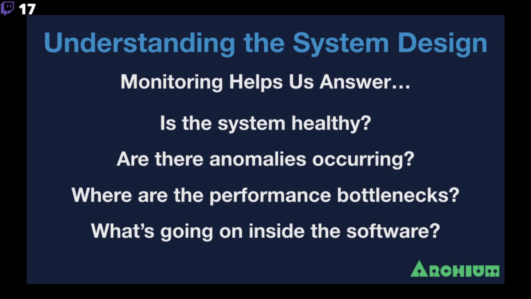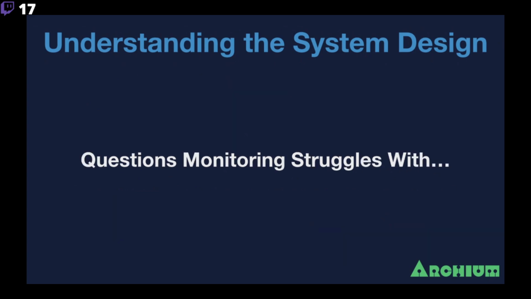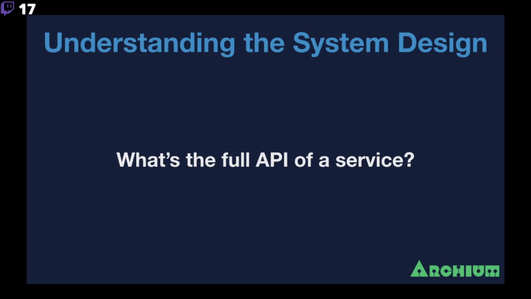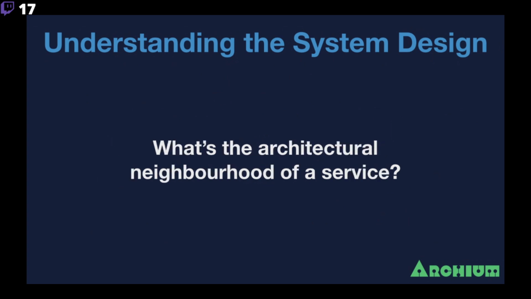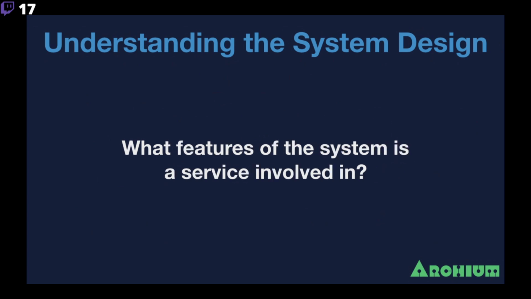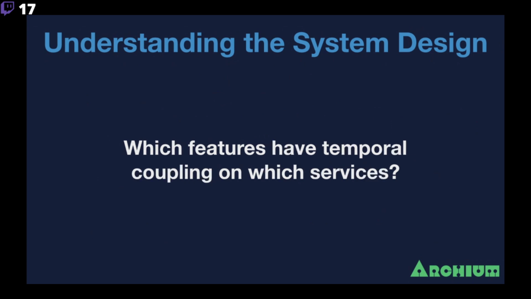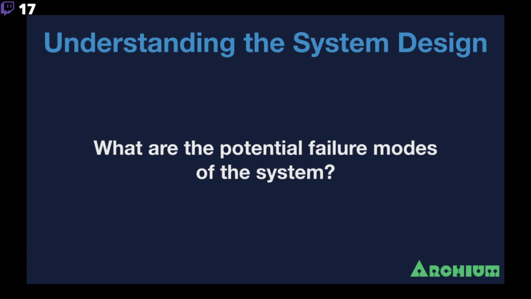But there are questions that monitoring struggles with. Some examples of that are: what's the full API of this service? What types of messages does a service receive and send? What's the architectural neighborhood around a service? What features of the system is a service involved in? Which features have temporal coupling on which services? And what are the potential failure modes of my system? Important thing to know.